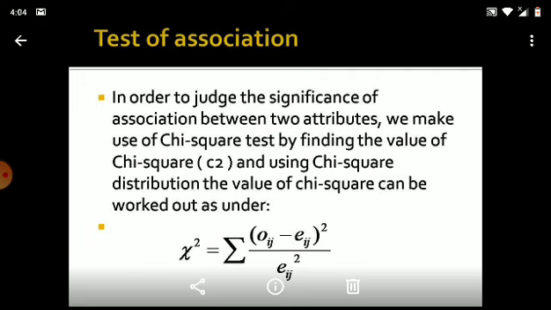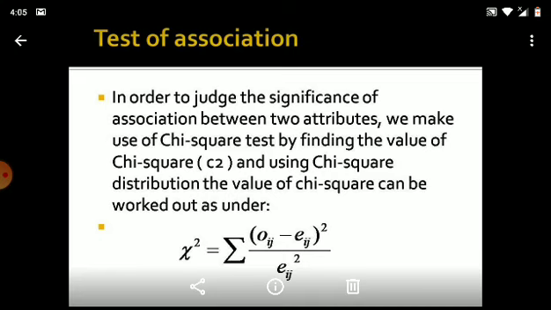Now for testing of association of attributes, we have a very well-known test called the chi-square test statistic. This is a very important type of test statistic because it provides a lot of testing devices. The formula used for association testing is chi-square equals summation of (OIJ minus EIJ) whole square over EIJ. Now students, you have to remember that the summation is on both the numerator and denominator.